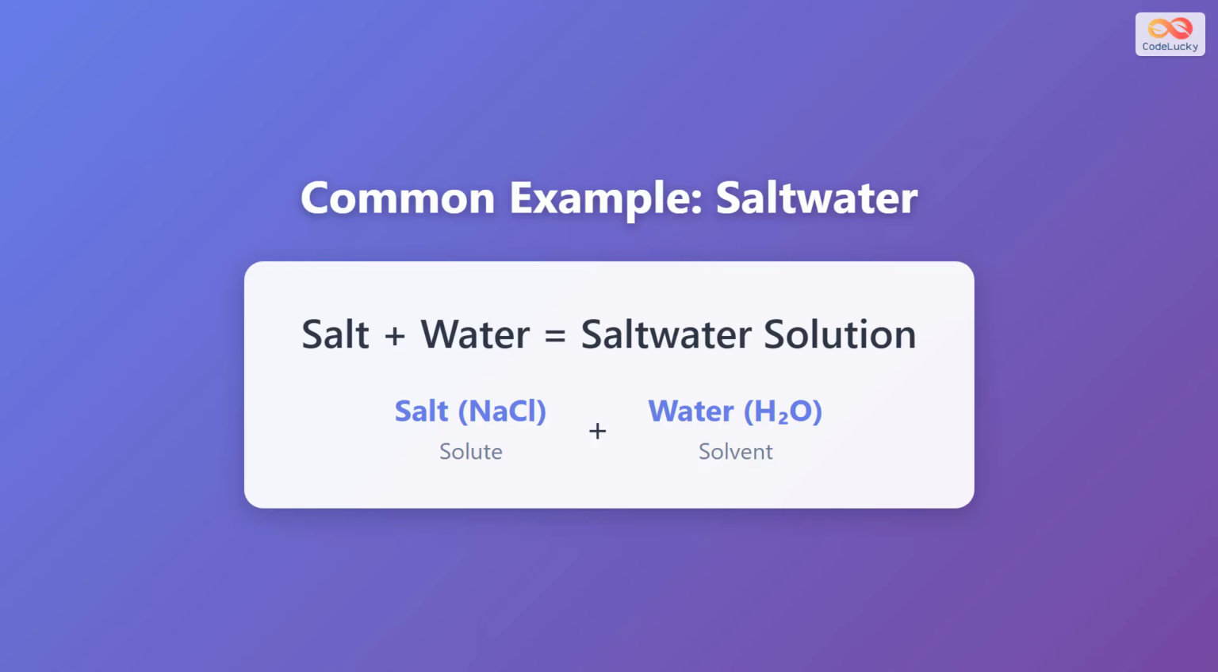Let's look at a familiar example, saltwater. When you dissolve table salt, which is sodium chloride or NaCl, in water, which is H2O, you create a saltwater solution. In this case, salt is the solute because it's the substance being dissolved. Water is the solvent because it's doing the dissolving. The salt crystals break apart and spread evenly throughout the water, creating a uniform mixture. This is one of the most common solutions you'll encounter in everyday life.